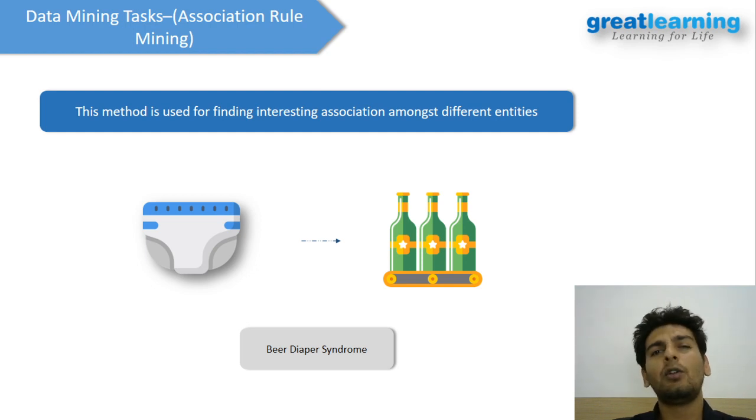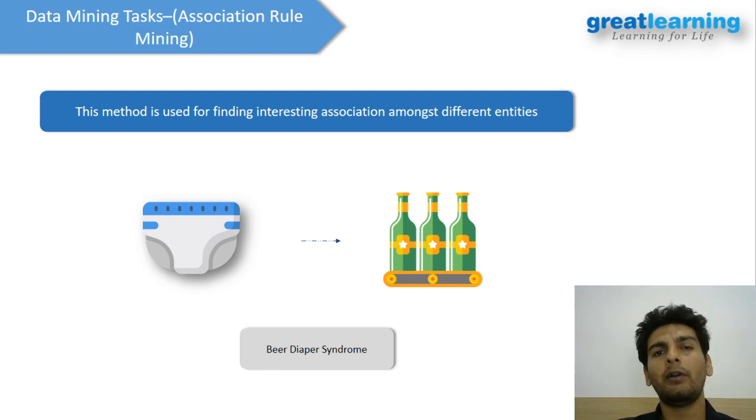So association rule mining basically helps you find out if there is any sort of association between different entities, right? This is generally used in supermarkets, and it is actually used for upselling and cross-selling different items.